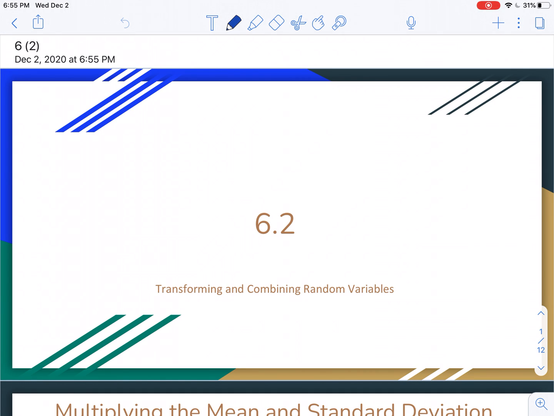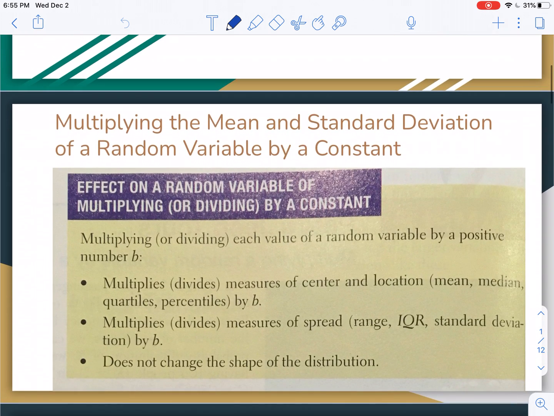Okay, so these are the 6.2 notes, and we're going to be looking at transforming and combining random variables. All right, so first thing we want to look at is multiplying the mean and standard deviation of a random variable by a constant.